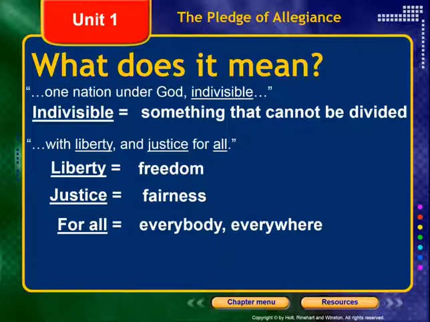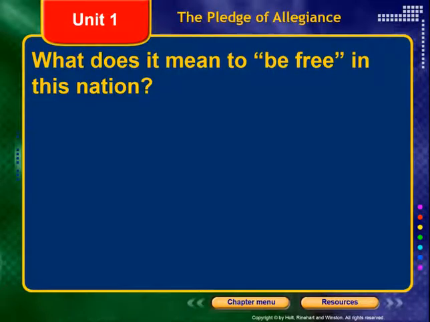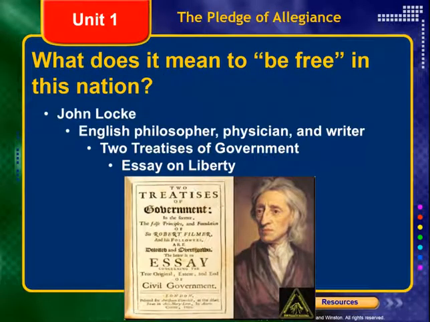And so we're promising to be supportive of a country that is attempting to be unified in its pursuit of freedom, fairness for all people. So we've been saying the word freedom. What does it mean to be free in this nation? Now, before you think, well, free to do whatever I want to do, right? We all have heard that phrase, well, it's a free country.